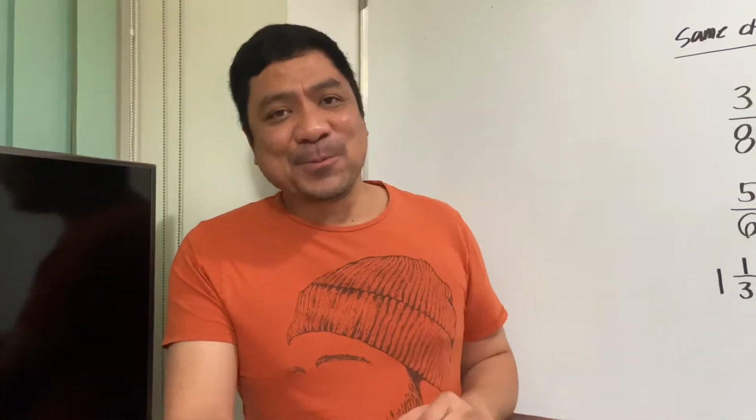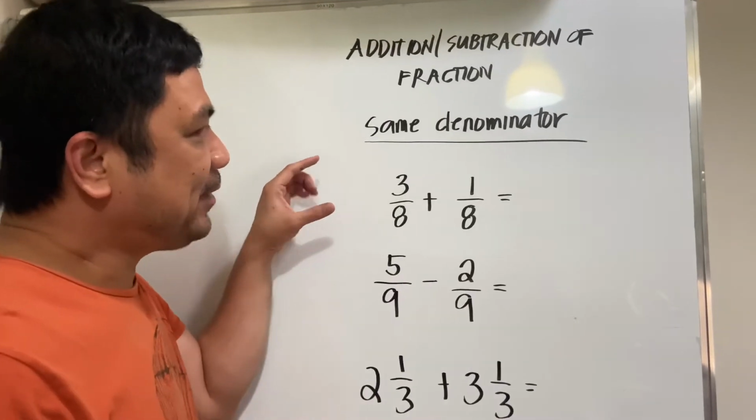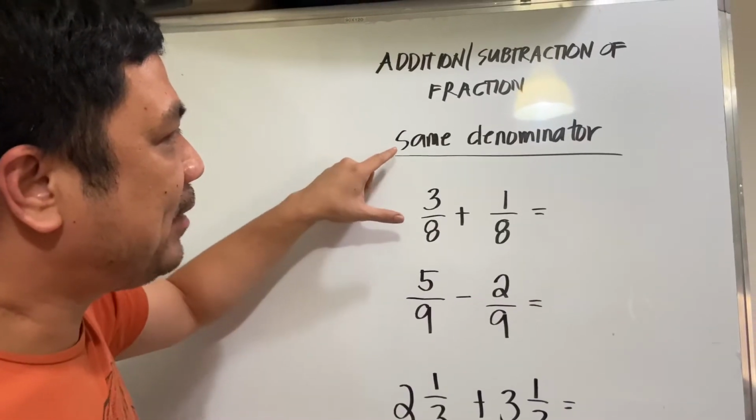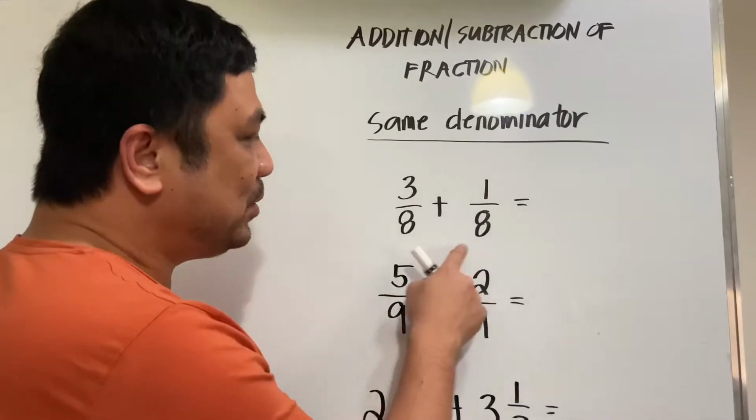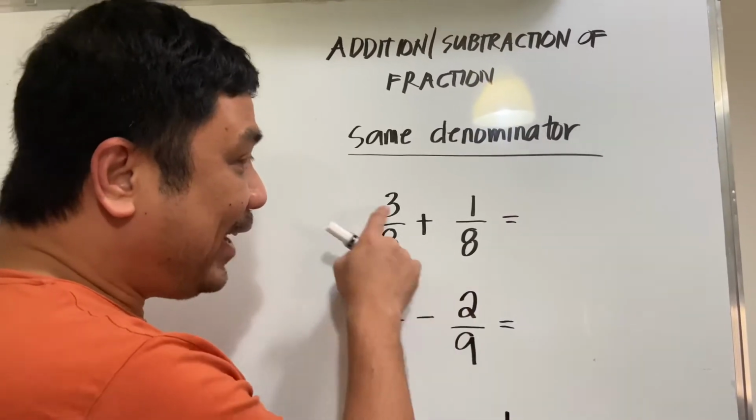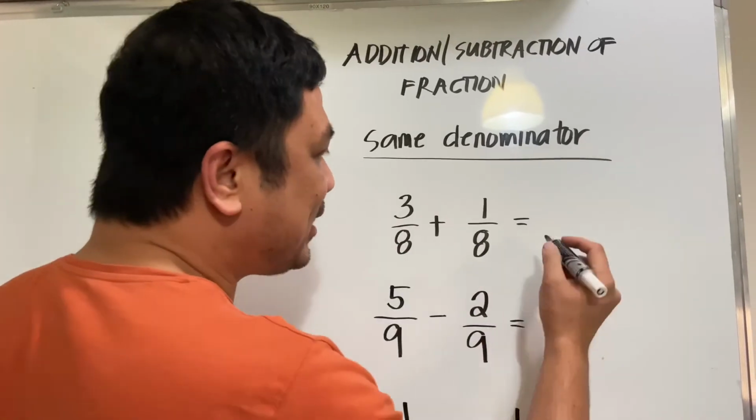So, let's go. Okay, so we have the first case here. The first case is easy since we have same denominator. So pag same denominator, all you have to do is copy their denominator and add the numerator directly. So ganun lang siya kadali.